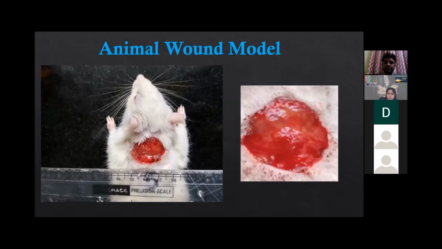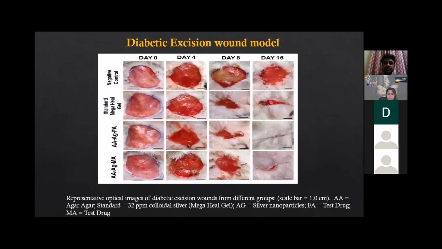So then we have tested the formulation on the diabetic wounds, where you can see this is the diabetic excision wound, where the compounds AA, AGFA, and AAGMA showing the better, much faster contraction compared with the negative control and the standard Mega Heal gel. This is on day 16 and day 18.